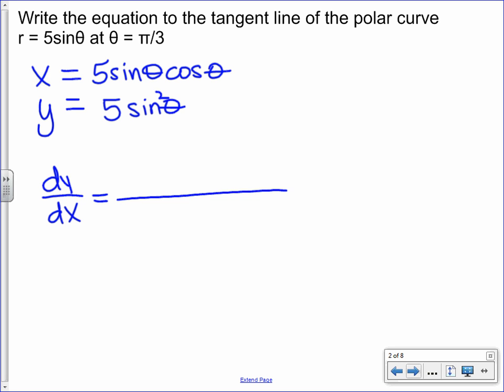We'll start with dy/d theta. Ten sine theta. Good. And then r, dx/d theta. Oh no. Negative 5 sine squared.